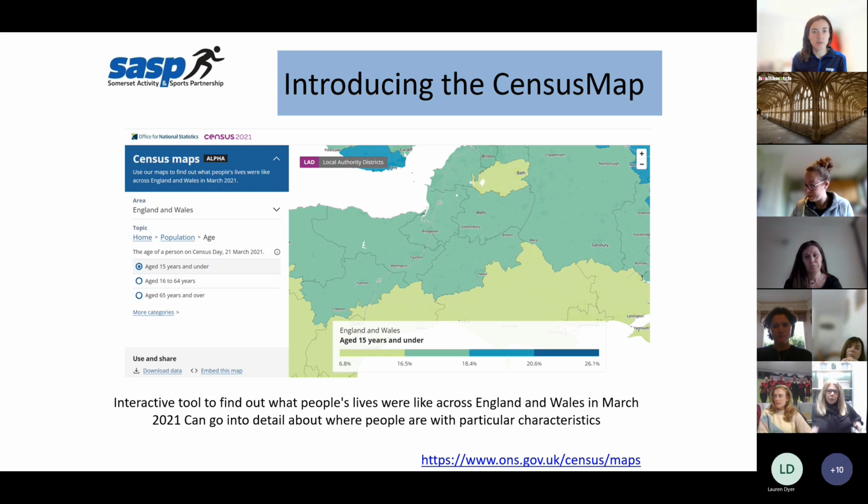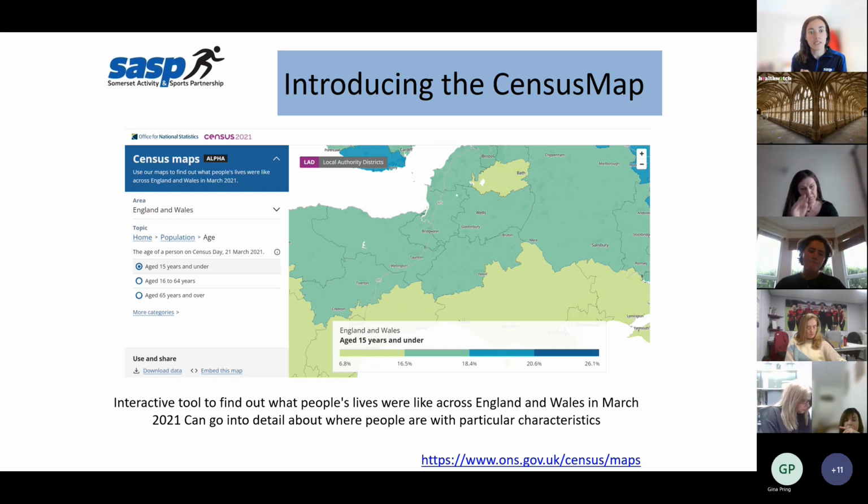There's a really handy tool that they have started this year with the new census data, and it's called the Census Map. In that map, you can zoom in and explore different areas, and you can select which data you'd like to look at. I won't go through it in detail today, but you can find it on the ONS website, and there's a link to the website on these slides, which will be shared afterwards.